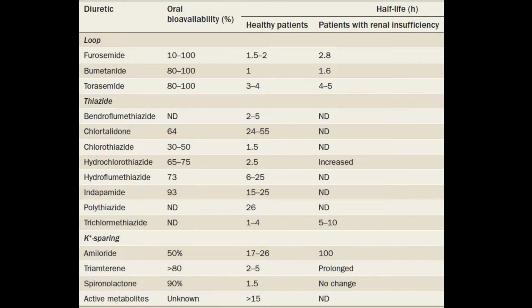It is very important to remember the bioavailability and half-life of different diuretics. Furosemide has a variable bioavailability and the half-life is 1.5 to 2 hours, which is prolonged in chronic renal insufficiency. Torsemide has a bioavailability of 80 to 100% and a half-life of 3 to 4 hours, which is again increased in patients with kidney insufficiency. Thiazides, especially chlorthalidone and indapamide, have a longer half-life and have to be used only once a day. Potassium sparing diuretics, both amiloride and spironolactone, also have to be used once a day.